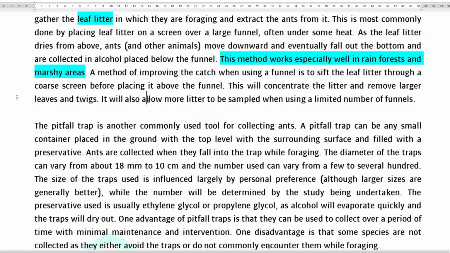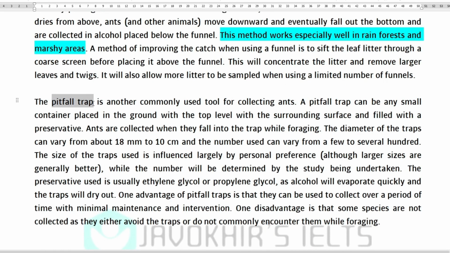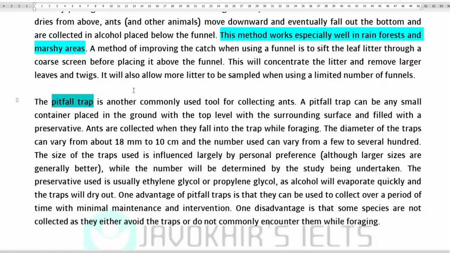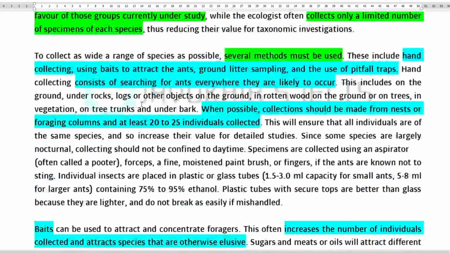Did we read the pitfall trap? Yet again, it is another commonly used tool for collecting ants. A pitfall trap can be any small container. Separate containers are used for individual specimens. Non-alcoholic preservatives should be used. We read it somewhere here. It's separate containers.